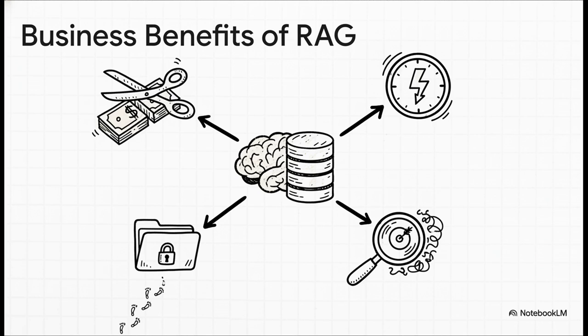Third, research from Meta shows RAG can cut hallucination rates by up to 30%. And finally, it boosts domain-specific accuracy while maintaining a robust audit trail. Because RAG retrieves a specific document to answer a question, you can always see exactly where the AI got its information. That means your compliance and legal teams can verify absolutely every single output.